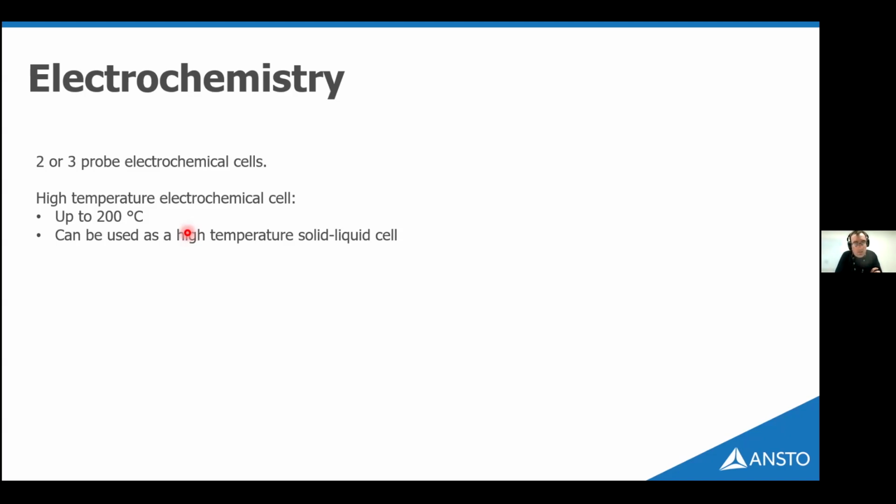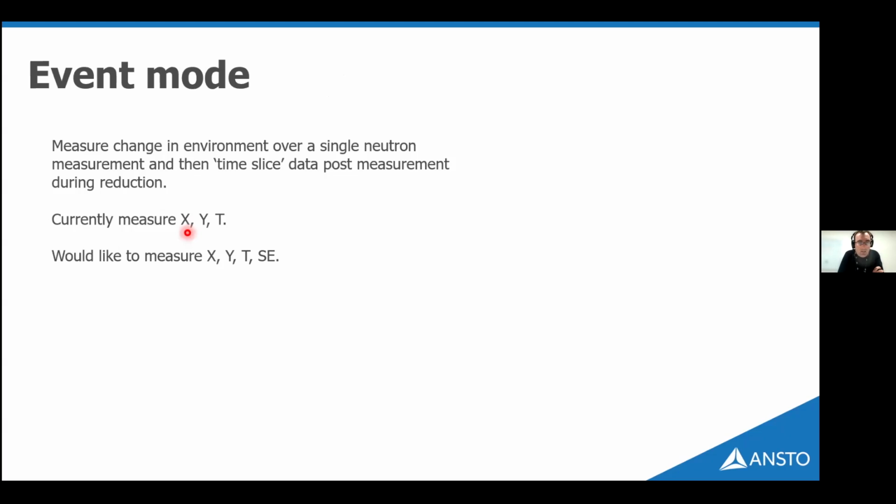And finally, another thing that I think we do quite well at ACNS is the event mode, mainly thanks to Andy. So we can time slice the data post measurement during reduction. However, if we want to couple this with changes in sample environment, it's a little tricky because at the moment we have two data files. So one thing that we would like to do going forward is also time slice the sample environment data all in one file.